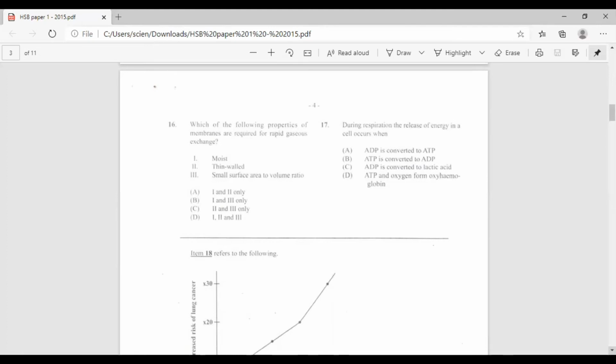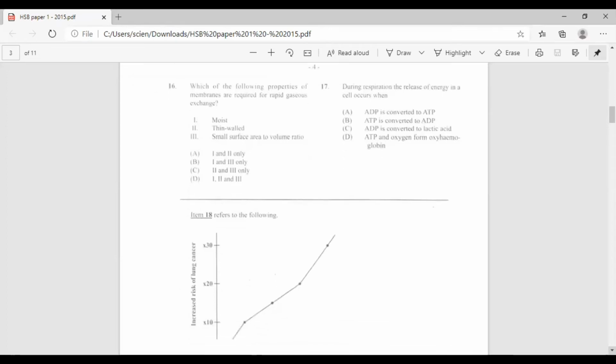Number 17. During respiration, the release of energy in a cell occurs when A, ADP is converted to ATP, B, ATP is converted to ADP, C, ADP is converted to lactic acid, D, ATP and oxygen form oxyhemoglobin. So the answer is B, ATP is converted to ADP, that is adenosine triphosphate, which is the energy currency, is converted to adenosine diphosphate. So question 18.